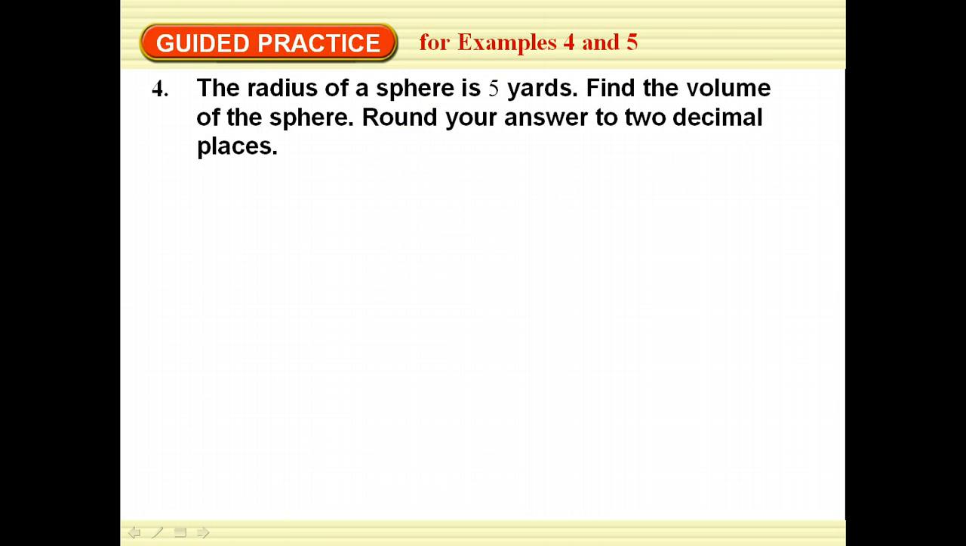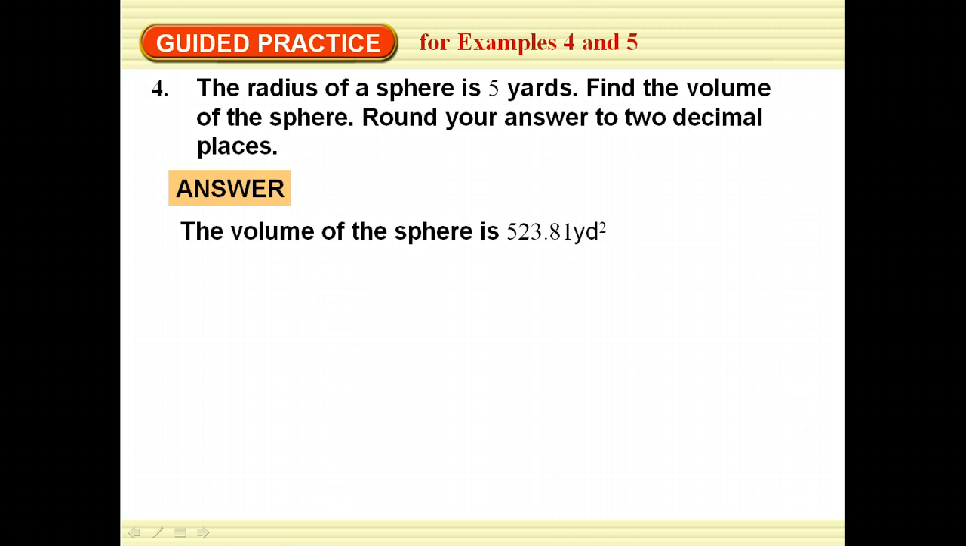So here's one for you to try. The radius of a sphere is 5 yards. Find the volume of the sphere. How did we get that? Remember, our volume is 4/3 pi r cubed. So if our radius is 5, that's just 4/3 pi times 5 cubed.